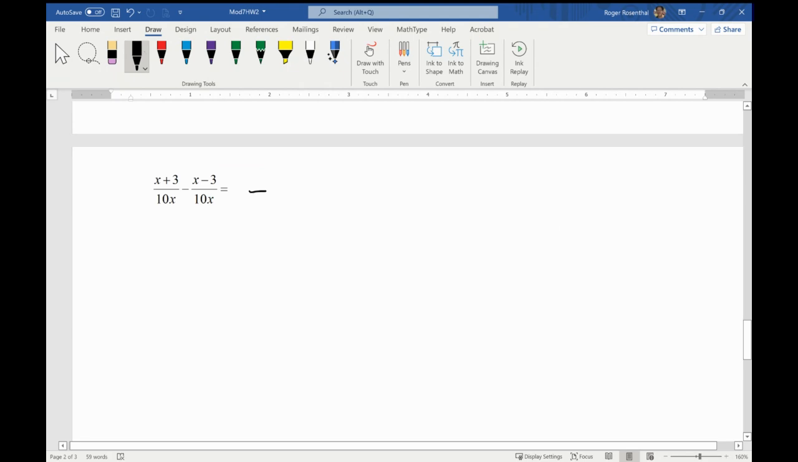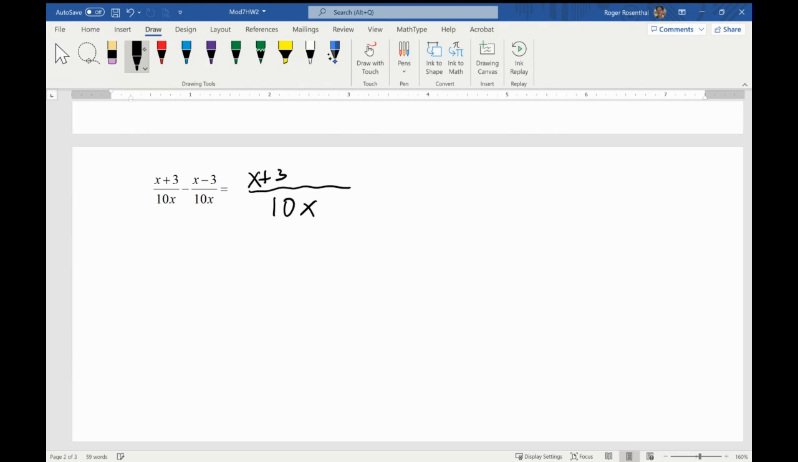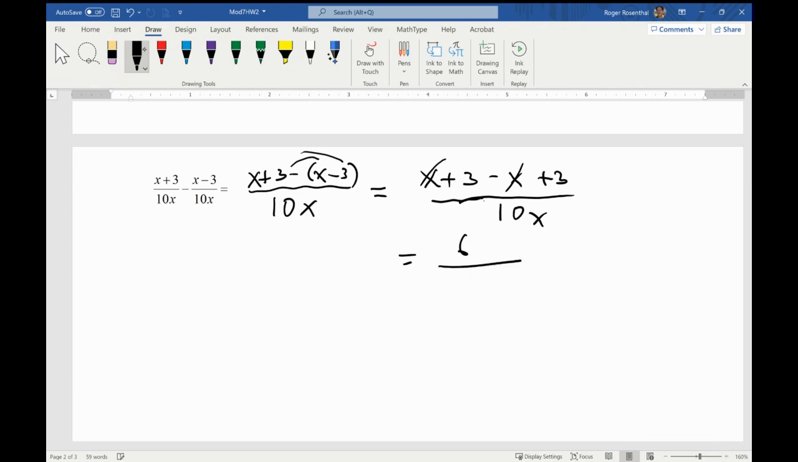Okay, this one here. You copy down the common denominator. You're going to have x plus 3 minus, in parentheses, x minus 3. That's going to be x plus 3. The minus distributes, giving you minus x plus 3 all over 10x. The x's cancel each other. You're going to get 6 over 10x. And you can reduce that. You can divide both of these by 2, getting 3 and getting 5. And you end up with 3 over 5x.